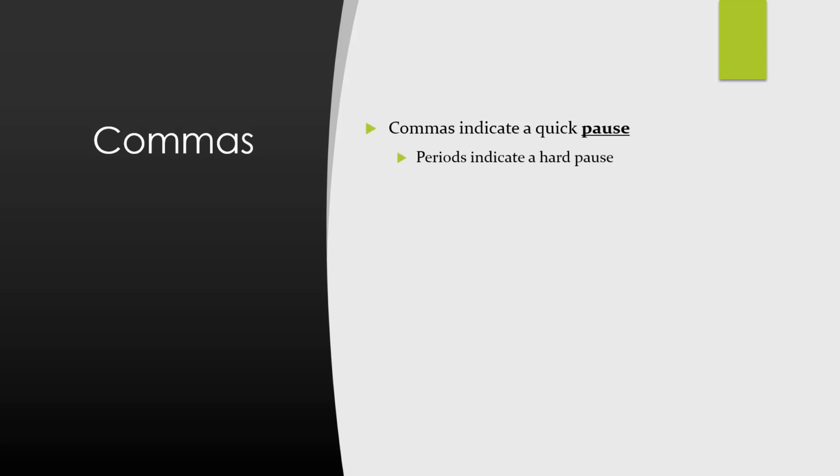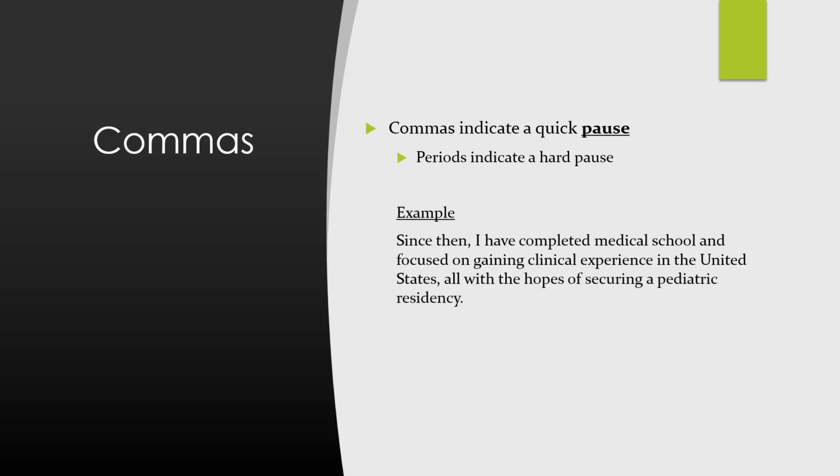I like to think of commas in an audible way before covering the technical grammatical aspects of them. So, when you're reading a sentence and there's a comma in it, you should notice that you naturally have a quick pause where the comma is. And periods, on the other hand, indicate a hard pause. So, sometimes the best way to figure out comma placement is, in fact, to read the statement out loud and hear where you would naturally have a soft pause.